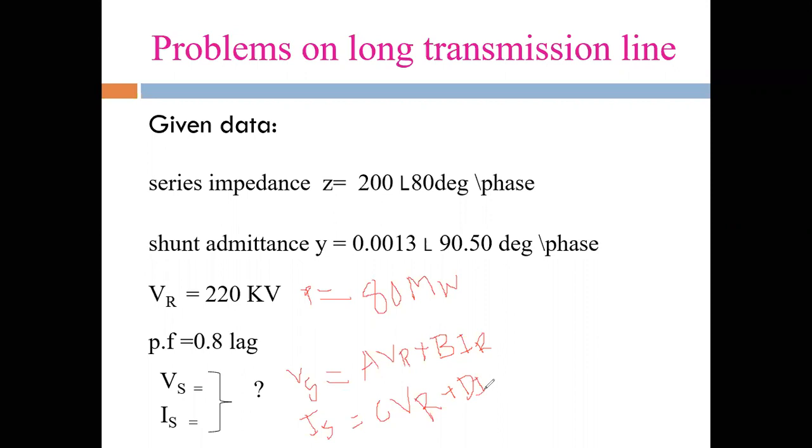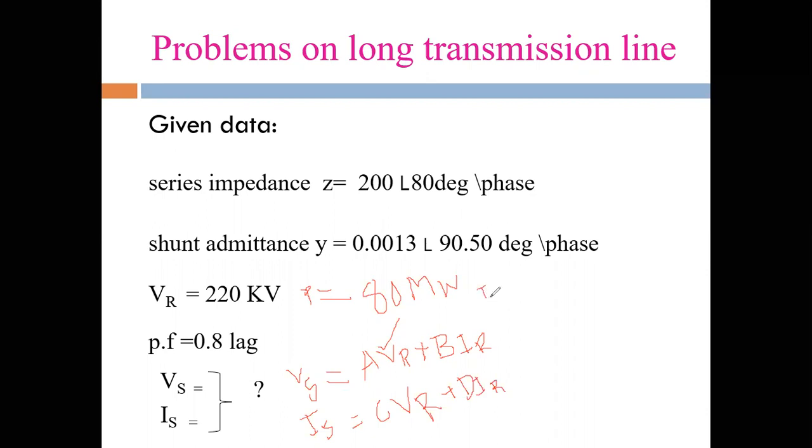First we have VR. VR is equal to 220 kilovolts, but it is the phase value. Then it will be converted into the line value. Then we obtain the receiving end current, that is IR.